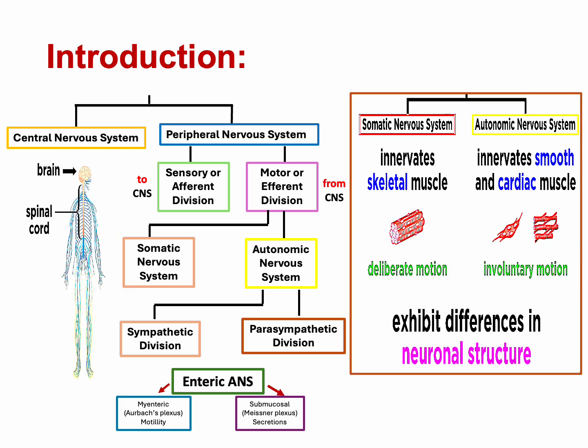So in summary, on the right side of the slide, the somatic nervous system governs voluntary skeletal muscles, while the autonomic nervous system regulates involuntary smooth and cardiac muscles, with each system displaying distinct neuronal structures.